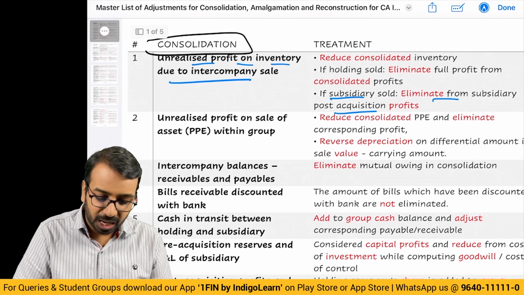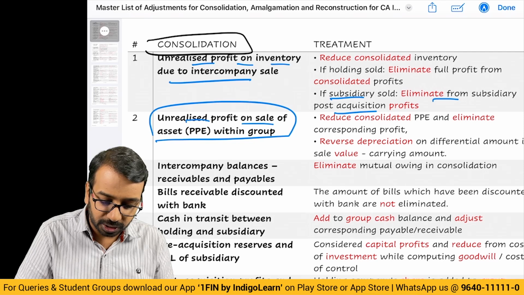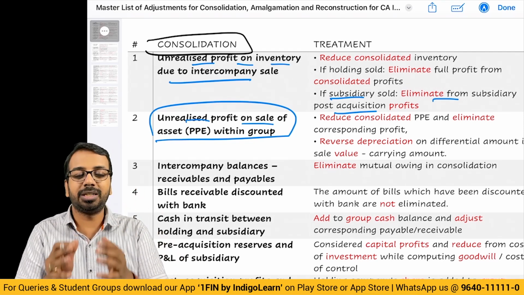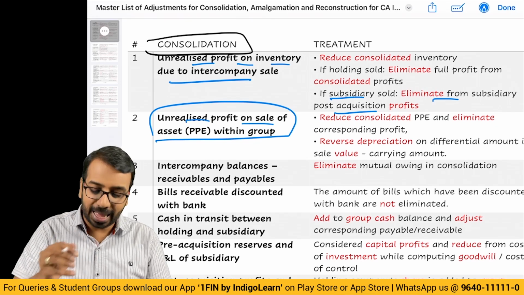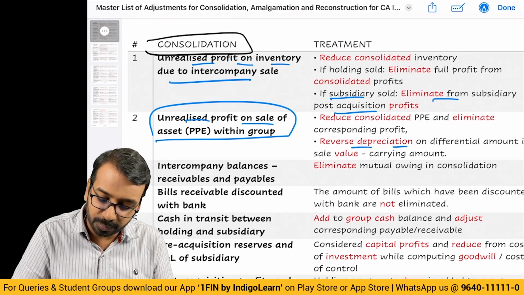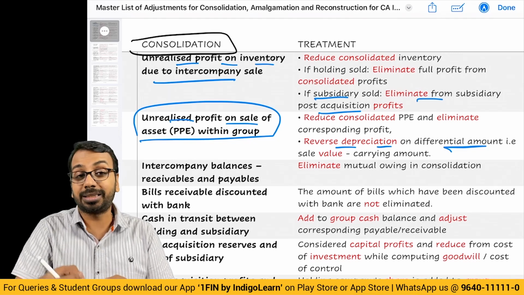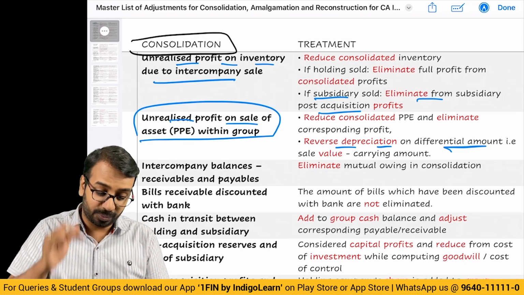Very simple. Unrealized profit on sale of asset within the group. Now here, the company which has sold, from that company's P&L, you will reduce the profit and you will also reverse the depreciation on the differential amount. Whatever is the profit, to that extent, you will also reverse the depreciation.